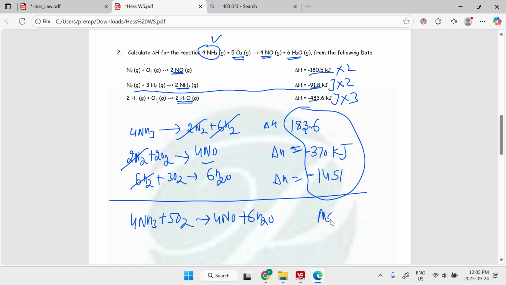And you have to add all this. Means you have to do math for this. When we say add, don't just keep on adding them. You know that this sign is positive, this sign is negative, this is negative, so you have to do this math and get the final value. Okay, that's how we are going to do Hess's Law.